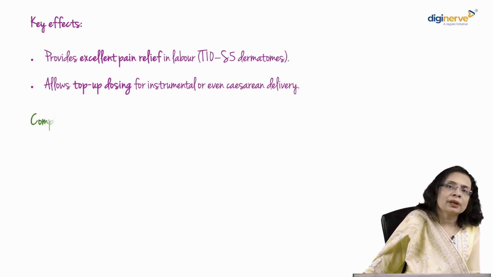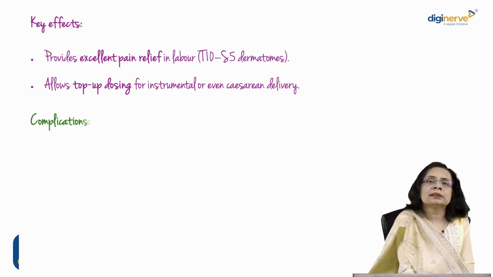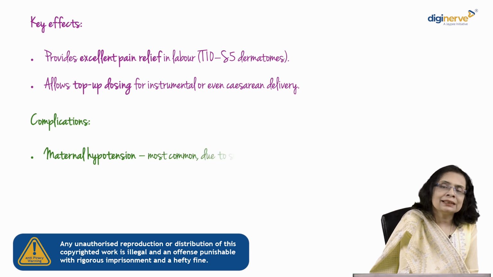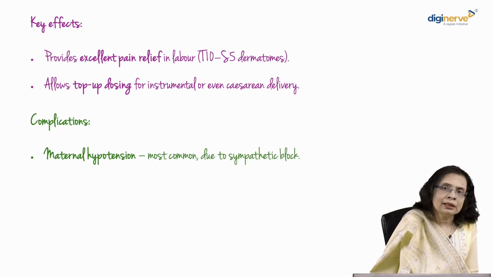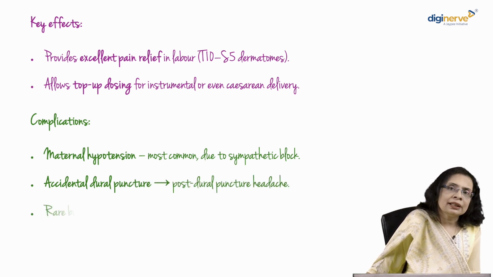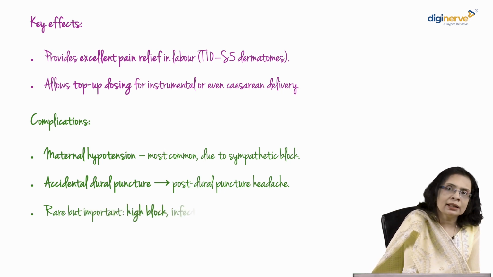What are the various complications which can occur with this procedure? Number one is maternal hypotension, which is most common, and this occurs due to sympathetic blockade. Secondly, there can be accidental dural puncture, which can result in post-dural puncture headache. Rarely but importantly, you can also have complications like high blockade, infection or nerve injury.